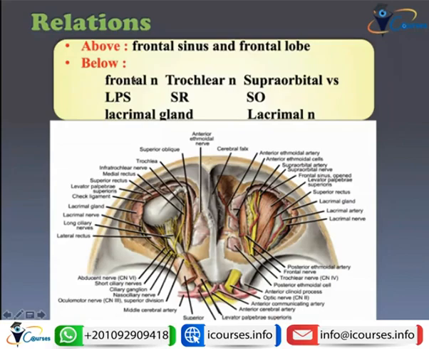Just below the roof, if you remove the roof and see what is immediately below it, it will be the frontal nerve, then the trochlear nerve, and the supraorbital vessels. Here we can see the frontal nerve and trochlear nerve, and the supraorbital artery and supraorbital nerve. They just lie beneath the orbital roof.